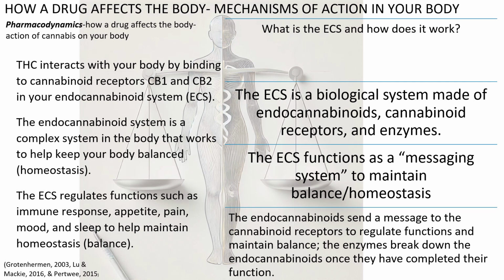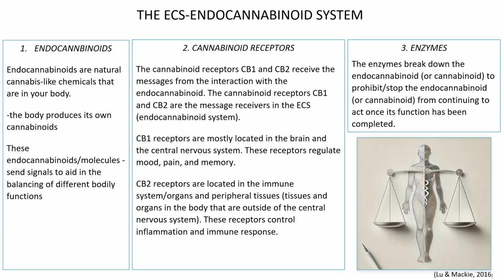The ECS regulates functions such as immune response, appetite, pain, mood, and sleep, all to help maintain this balance, this homeostasis. The ECS is a biological system made up of endocannabinoids, cannabinoids, receptors, and enzymes. The ECS functions as a messaging system to maintain homeostasis. The endocannabinoid system.